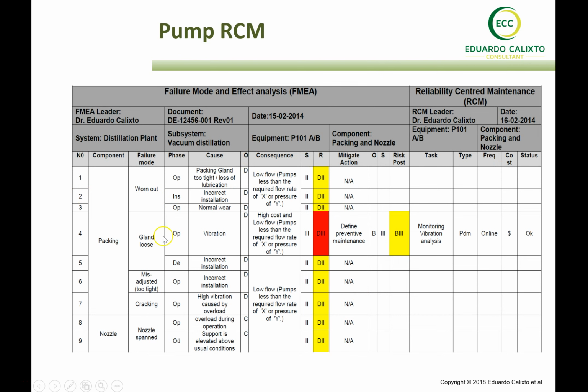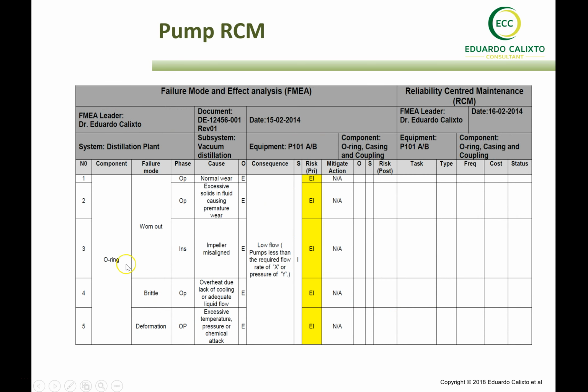So packing, the big issue here is the gland loose, and that's caused by vibration. And again, we have online vibration monitoring to avoid this gland loose in the packing failure mode. The nozzle has no particular recommendation from the RCM, and the O-ring as well does not have any particular recommendation because the failures are not considered critical. But again, I can implement as many recommendations as I want in here.